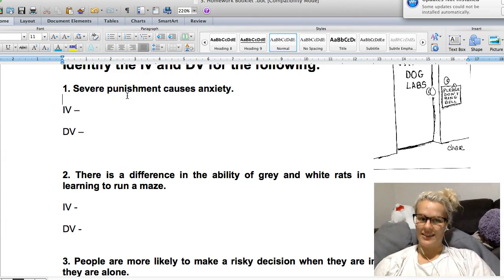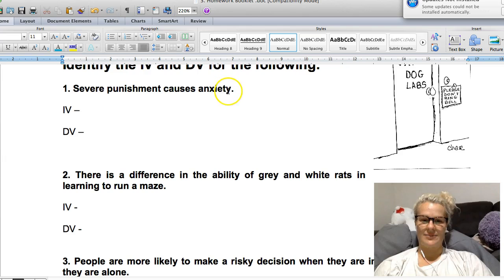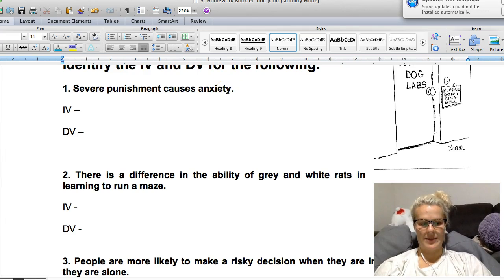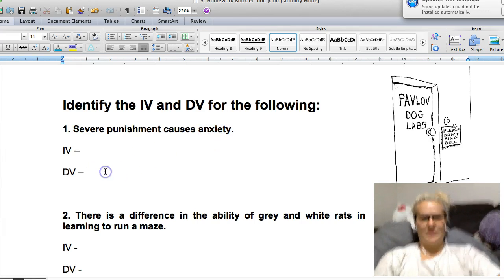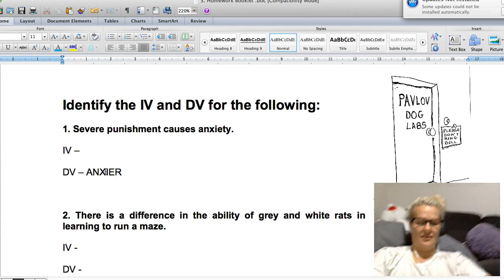So my advice in this is to have a look at the dependent variable first, see what you're measuring. So in number 1, severe punishment causes anxiety. We're measuring the anxiety levels. So our dependent variable is anxiety.